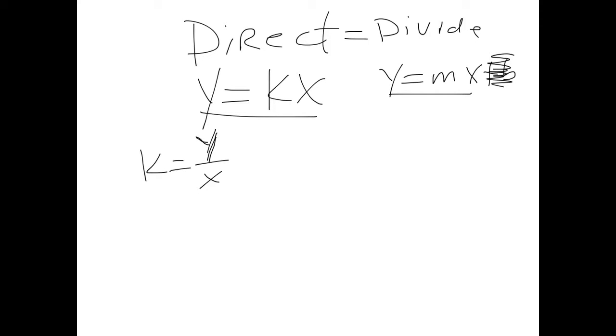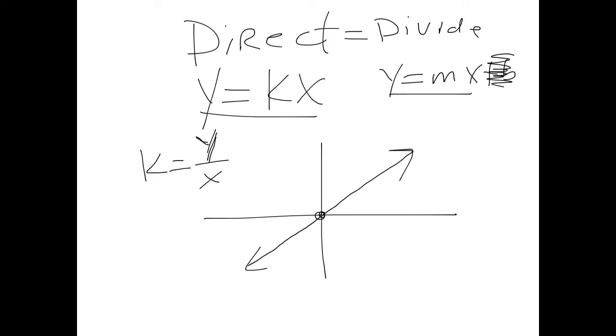The graphs for direct variation are straight lines and they must go through the origin. So that's an example of a direct variation. And that's an example of a direct variation. It must go through the origin and be a straight line. Some examples of problems with direct variation.